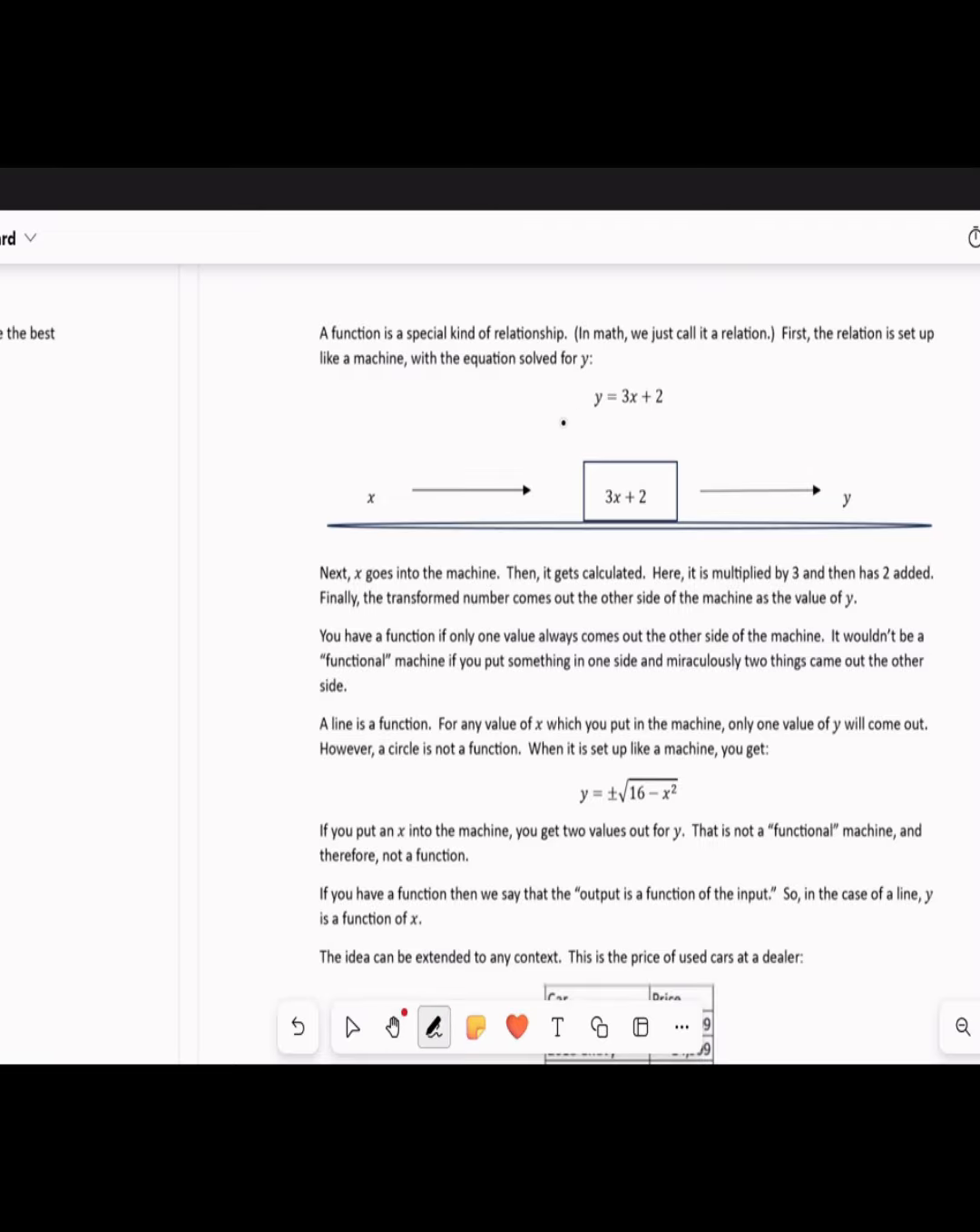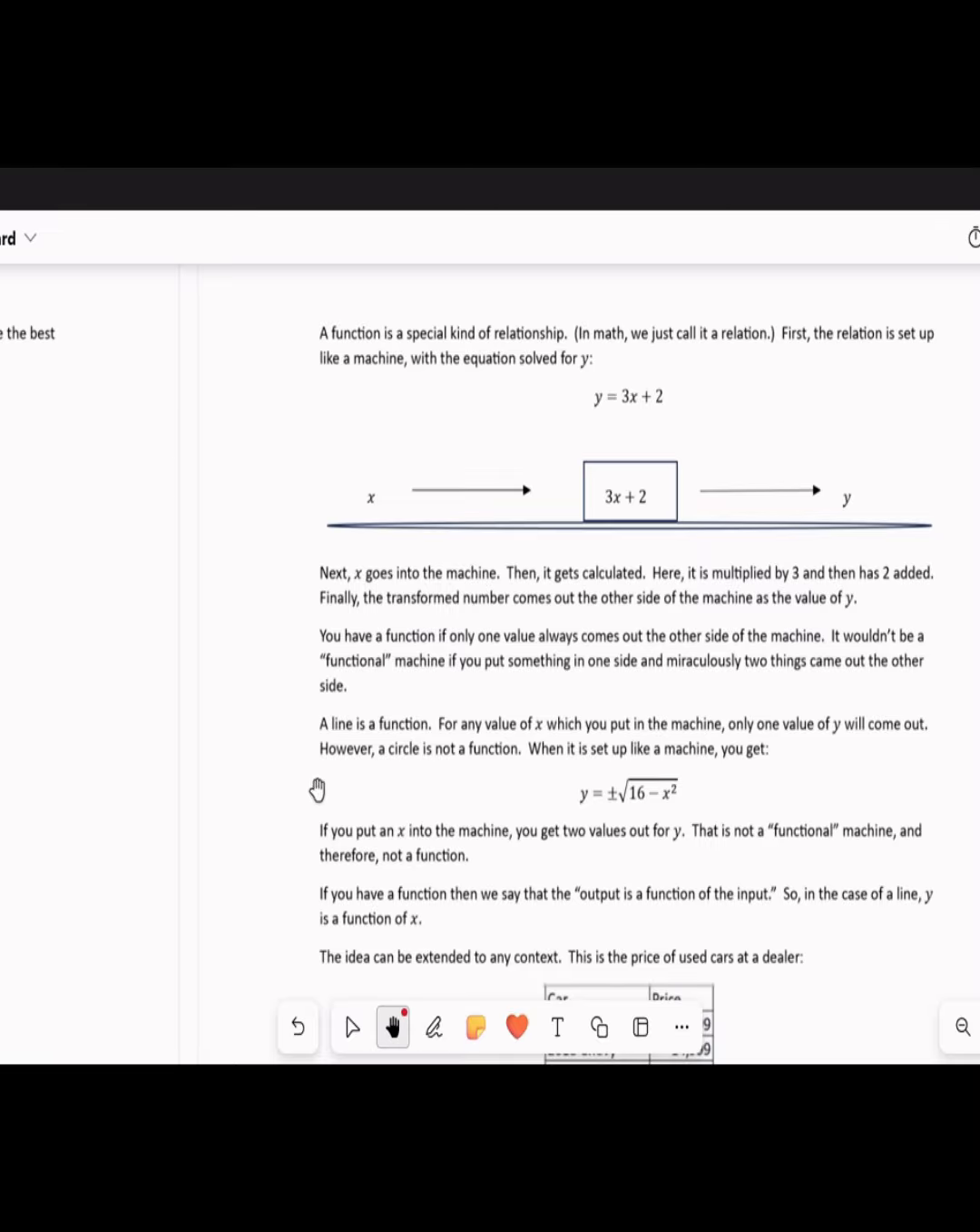All right, so again, here's the idea. This is a function. You put something into this machine, it gets crunched on, you multiply the x, you add to the x, and out the other side comes one value. It wouldn't be a very functional machine if you put something in the machine and suddenly two things appeared on the other side. So a functional machine spits just one thing out of the back end. So a functional machine, an x leads to a single y.